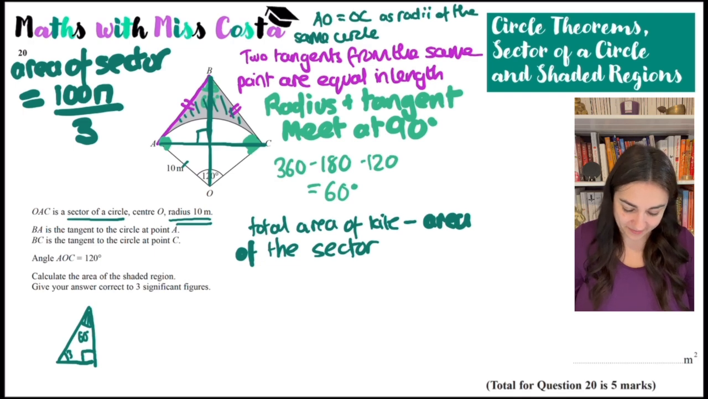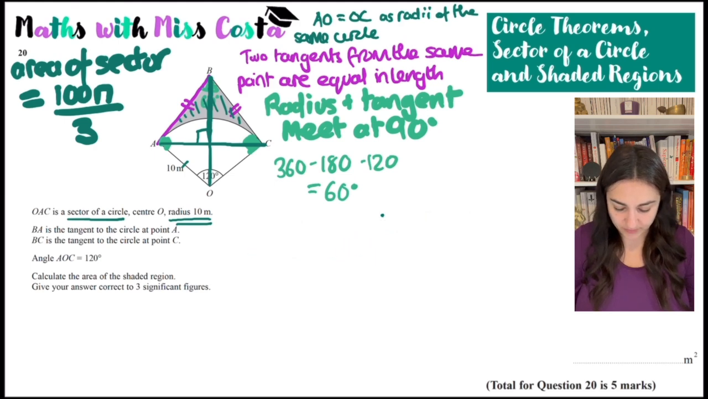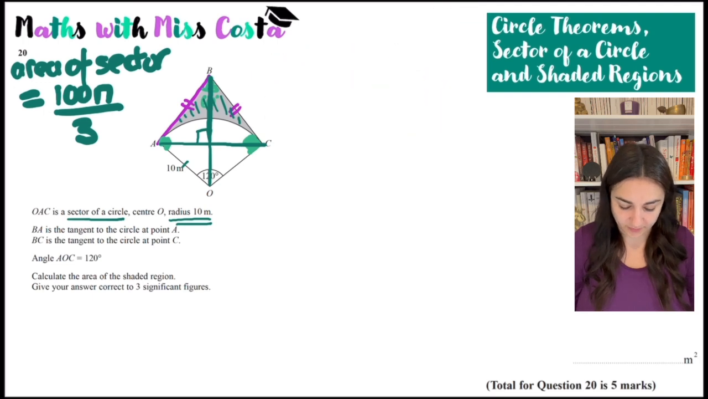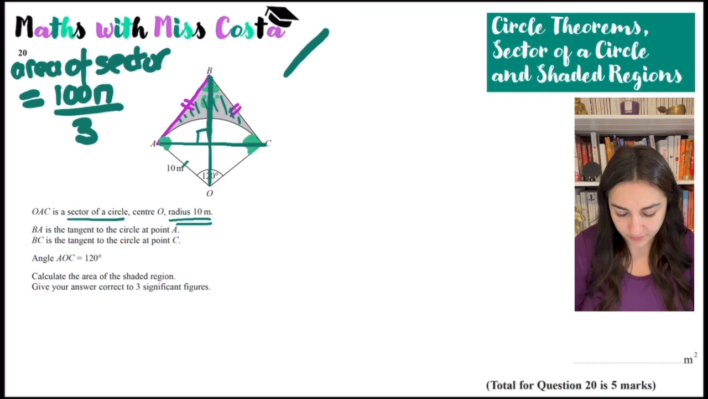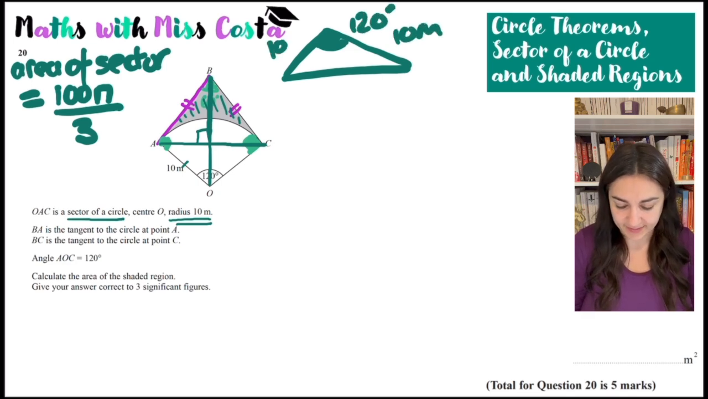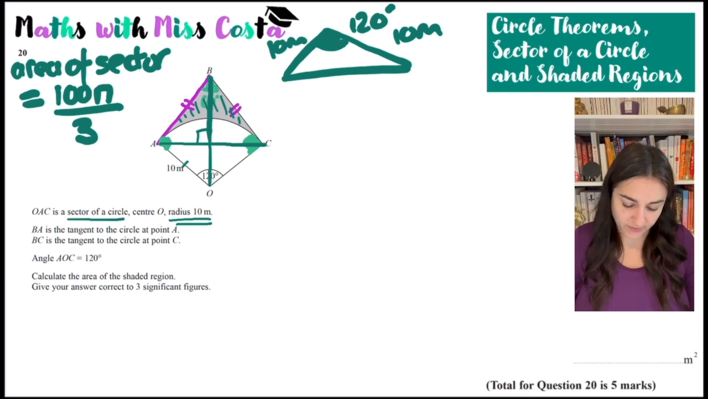Okay, so now what do we need to do? We need to work out some lengths. So first of all, what we could do is work out something using the original circle that I've been given. So let's just draw that out. And by circle, I mean triangle. We know this angle here is 120, and we know this length here is 10, and this length here is 10 as well. So I could use my area of a triangle, or I could just use the sine rule.